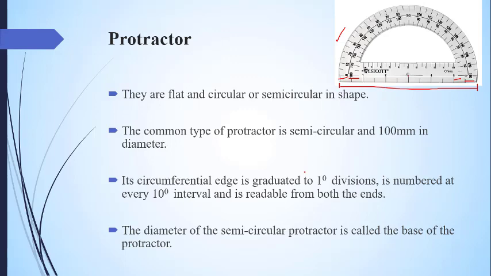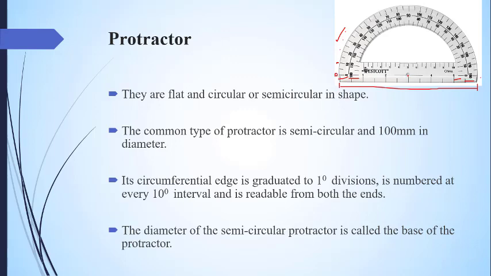Its circumferential edge is graduated to 1 degree divisions, is numbered at every 10 degree interval, and is readable from both sides or both ends. You can see here from 0, and 1, 2, 3, 4, 5, 6, 7, 8, 9, 10, then 20, 30, 40, 50, 60, 70, 80, 90 up to 180 degrees. The diameter of the semicircular protractor is called the base of the protractor. This one is known as the base of the protractor.